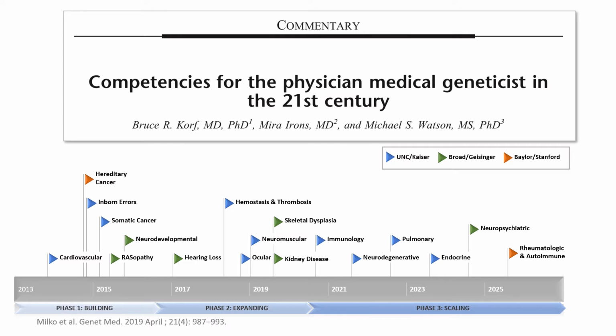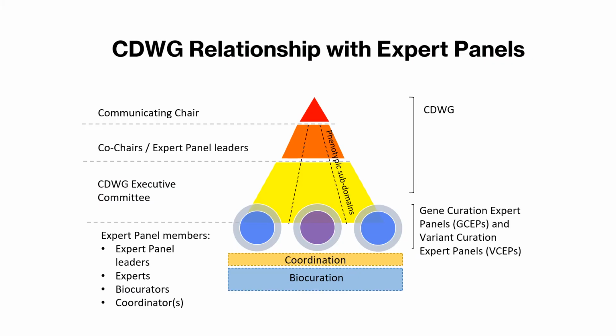As ClinGen has continued to expand, we've developed new CDWGs, and you can see on the timeline those that we've prioritized for future development. So we're currently on schedule as we're launching the neurodegenerative CDWG and its affiliated GCEPs and VCEPs, beginning with the Parkinson's disease GCEP.